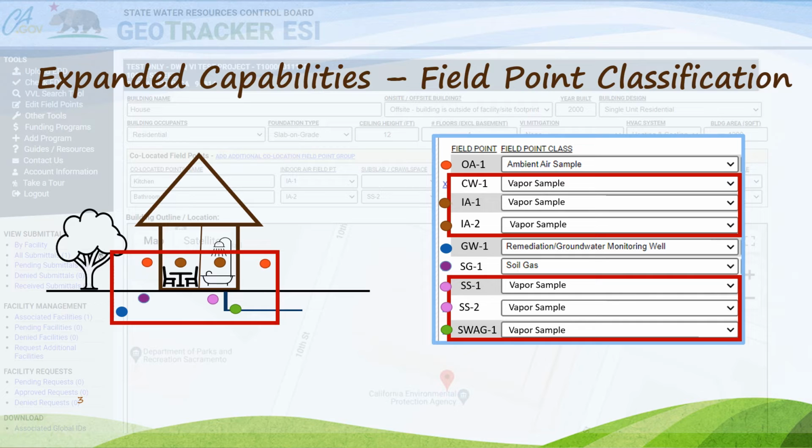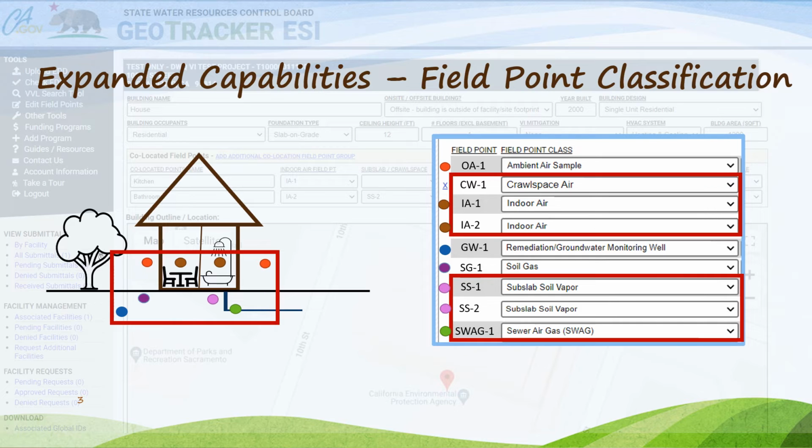But now that we've expanded our capabilities, our vapor samples can be differentiated into indoor air, subslab soil vapor, sewer air gas. We also can identify crawlspace air that is not shown here on the figure. Correctly identifying our field point classifications will be key when we are setting up our co-located field points, which I'll explain in a few slides.